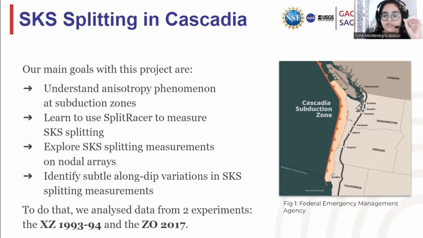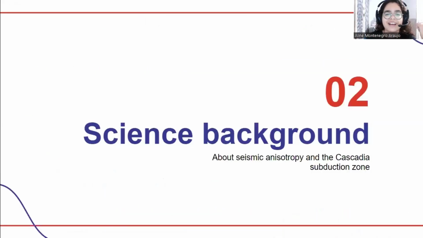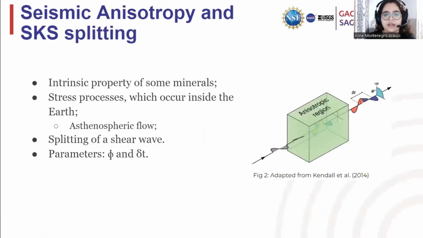And to do that, we analyzed data from two experiments, the XG from 93 to 94 and the ZO from 2017. So, a little science background on this topic. Seismic anisotropy is a property that some minerals have, caused by stress processes happening inside the Earth, mostly due to asthenospheric flow. And when this happens, it causes the splitting of shear waves going through them. During this process, we have two parameters that we're going to use: phi, the angle between the fast axis direction and the east-west direction, and delta t, which is the time interval between the slower component and the faster component of this wave.